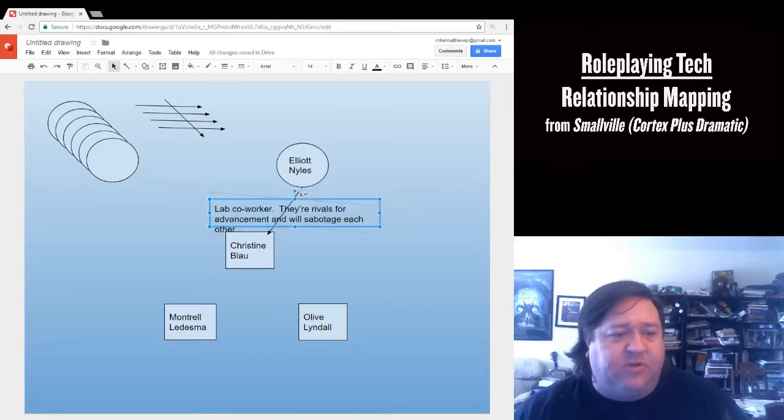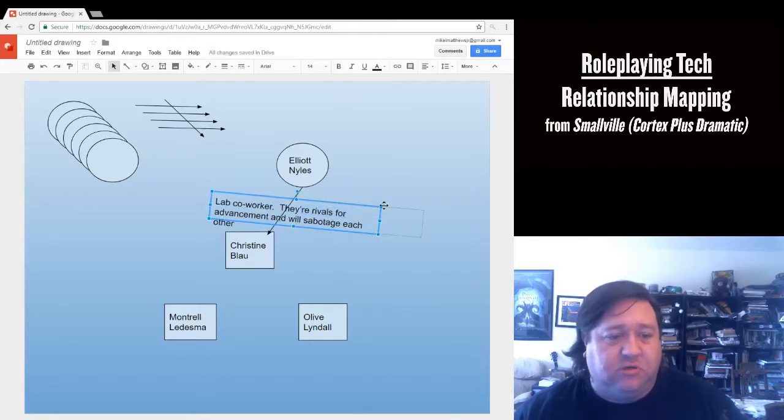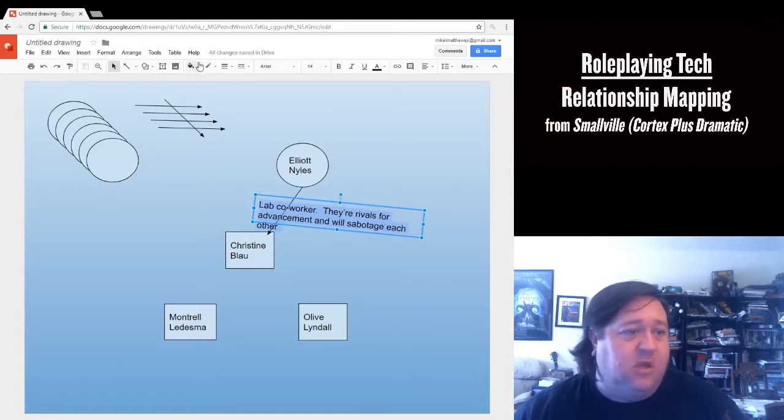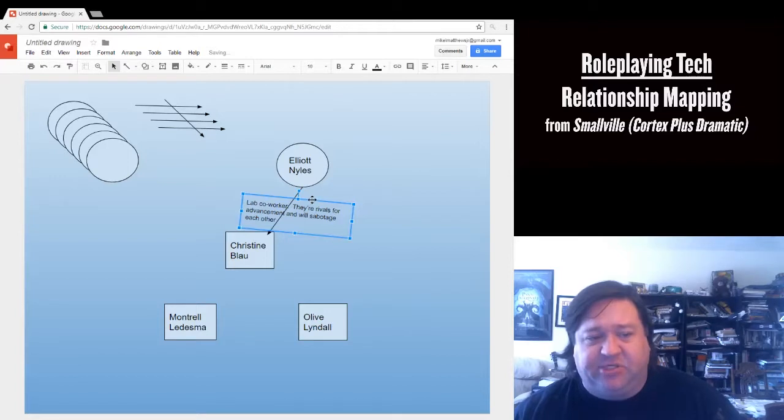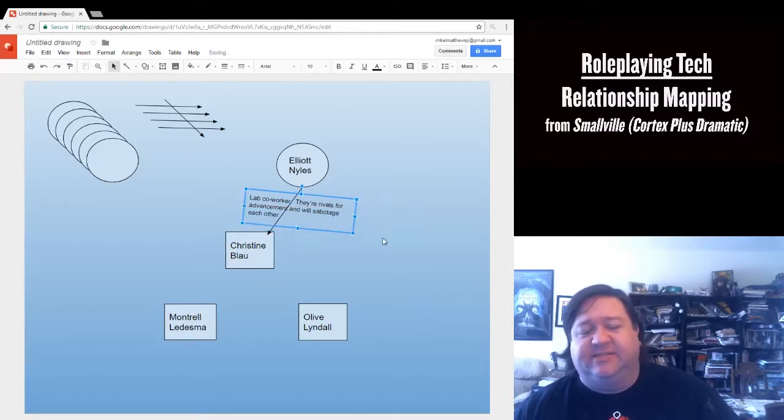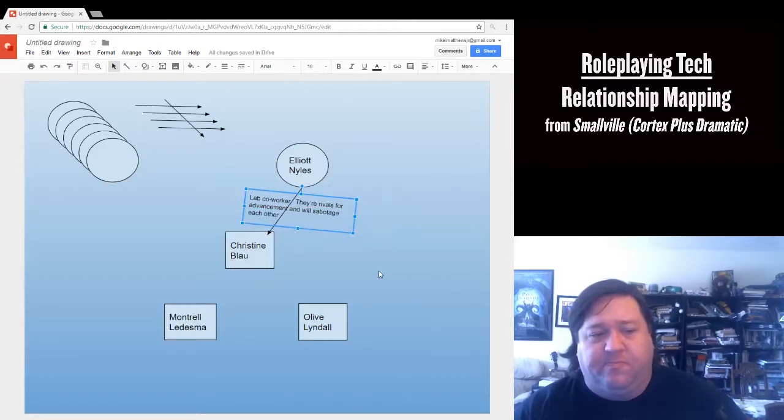And they are laboratory co-workers. They're rivals for advancement and will sabotage each other. So that is who they are to each other. So this tells me something about Christine I didn't know before. One, she works in a lab. Cool. Two, she's ambitious. Ambitious enough that these two are willing to sabotage each other for whatever advancement they're going for. Okay, cool. So I've got that.